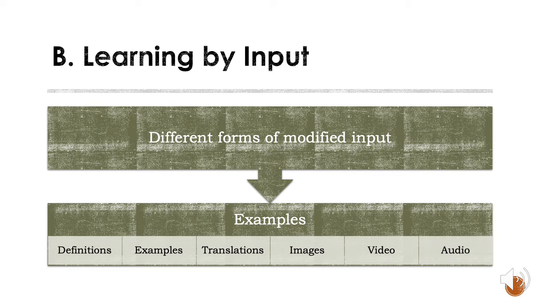Moving along, learning by input is about using triggers and examples to facilitate language learning. The idea is to provide different forms of modified input to resolve misconceptions and allow comprehension and prompt learning. Examples of such input are definitions, examples, translations, images, video, and audio. So let's look at some examples.